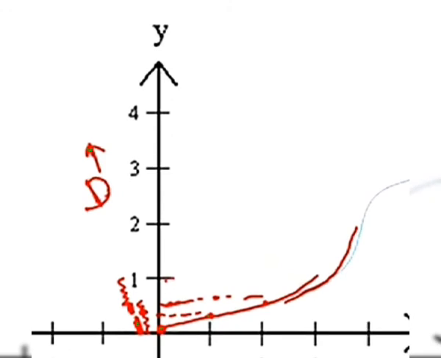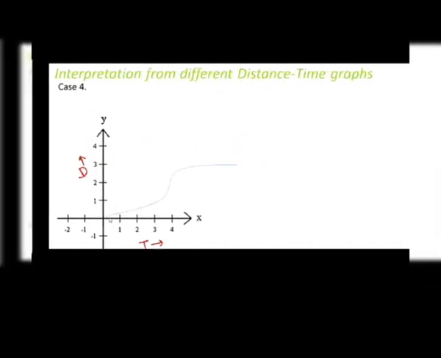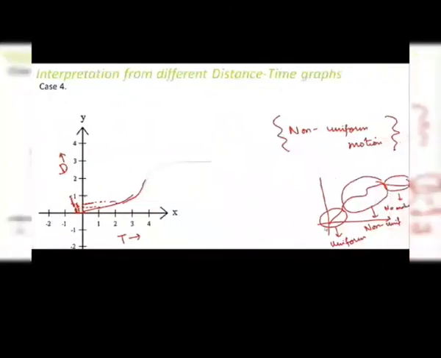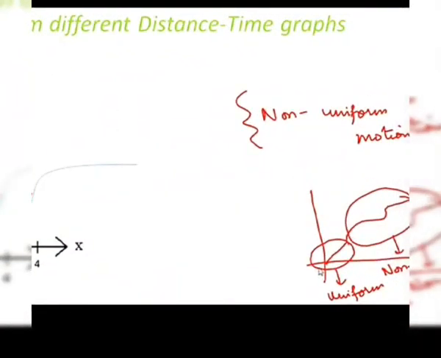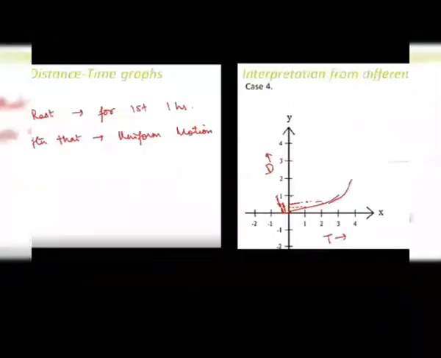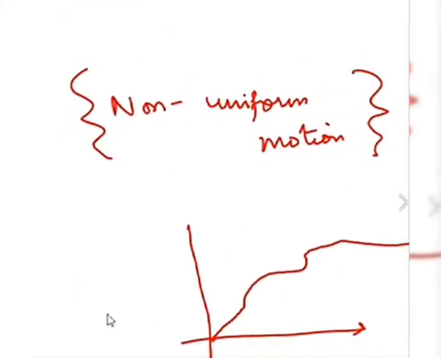And which type of motion is this? This is a non-uniform motion. We are having a non-uniform motion because you have a curve like this. Because of this curved line, we say the object has non-uniform motion. Now let us suppose that instead of this, you would have a straight line like this, then some curve, and then again a straight line.